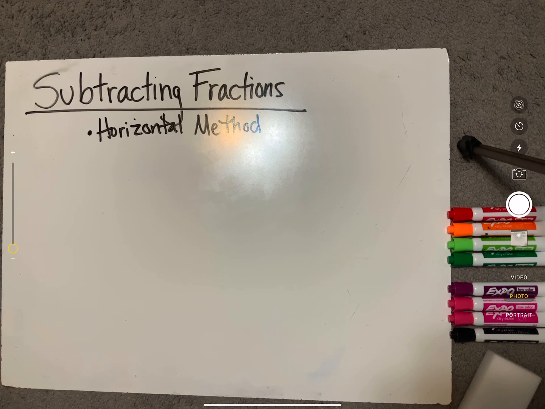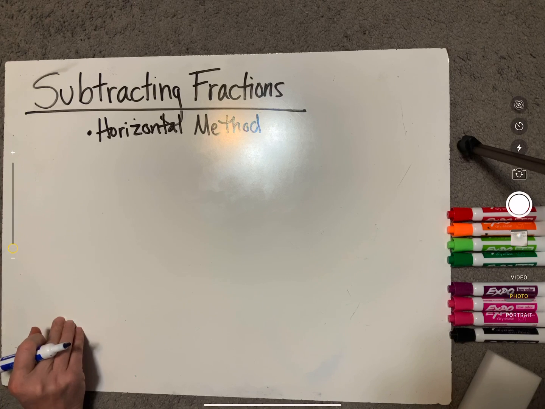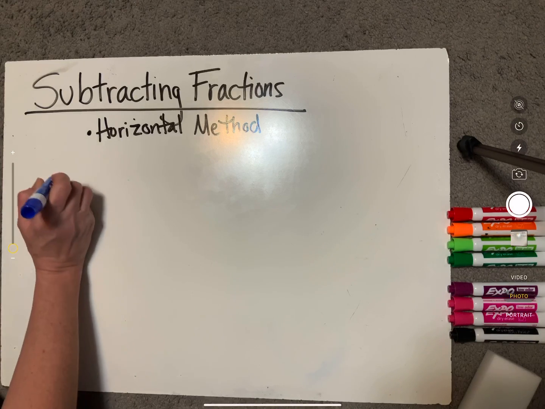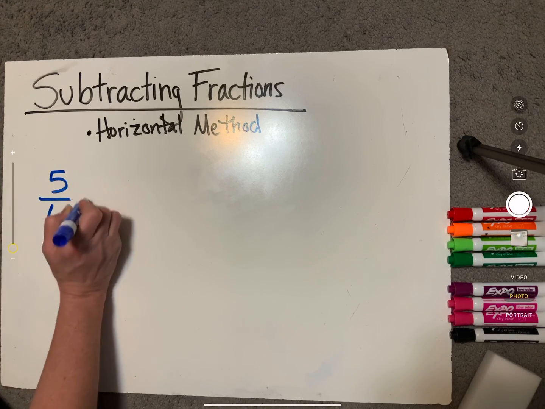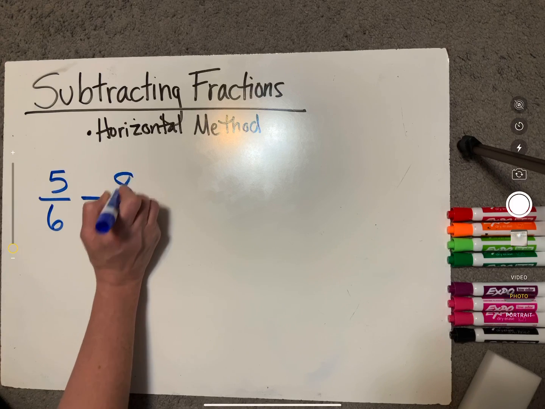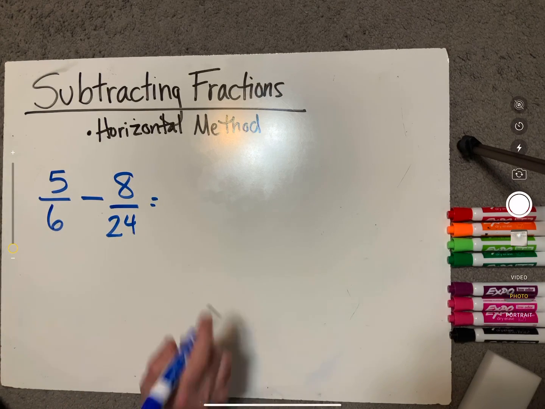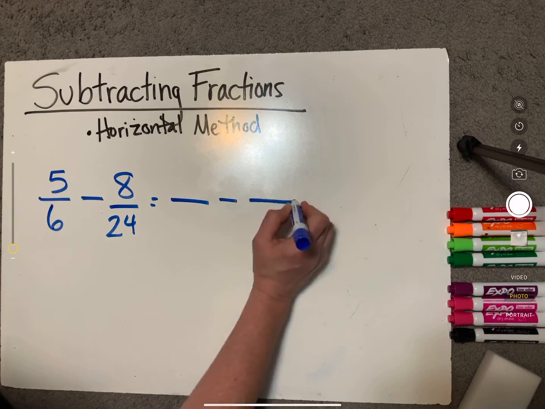Okay, let's do a couple of problems. So if you remember, we need to make a common denominator and then make equivalent fractions. And then this time we're going to subtract, and then we're going to reduce if we can. So let's do 5/6 minus 8/24. Okay, so when we do our horizontal method, we're going to have our two fractions over here.